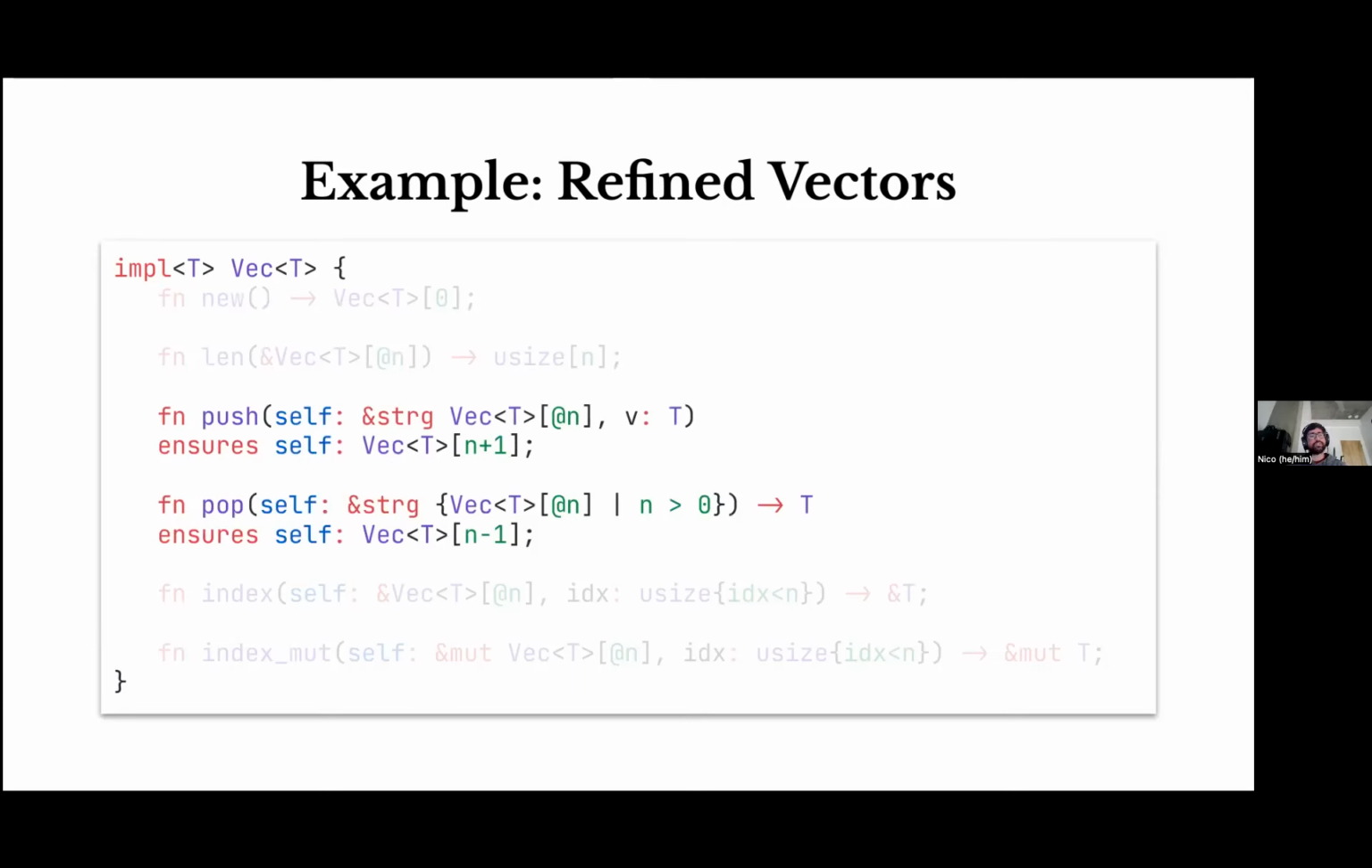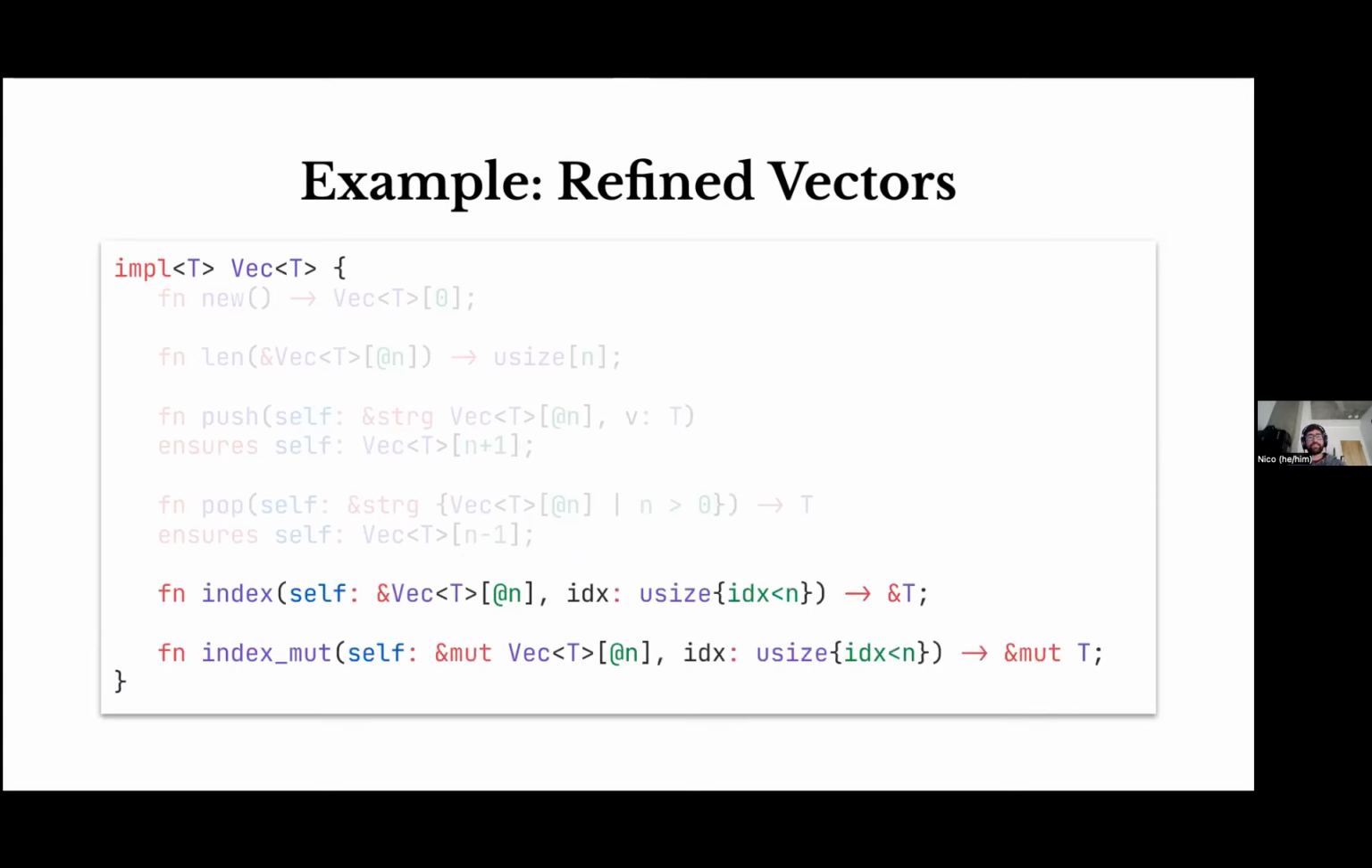The push and pop functions are a bit more interesting. They use strong references to specify that the length of the vector will be one more or one less than what it was at the beginning. And finally, the functions index and index_mut allow me to get access to a value in the vector. They specify that the index has to be within bounds and give me back either a mutable reference or a shared reference to that T.